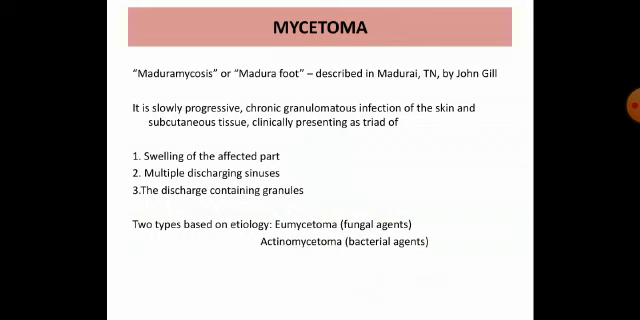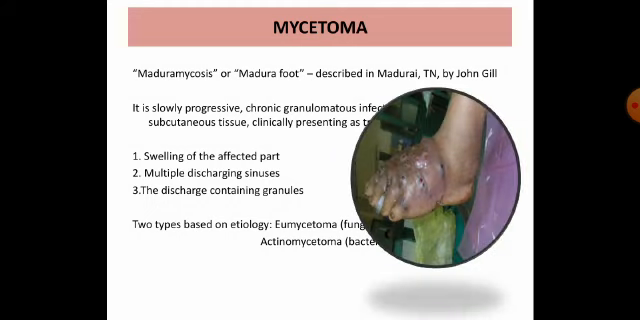Mycetoma is also known as Madura mycosis or Madura foot. It was first described by a person named John Gill, wherein he identified this condition in Madurai. So therefore it is known as Madura foot. What is mycetoma? It is a slowly progressive, again a chronic granulomatous infection of the skin as well as the subcutaneous tissue, which presents classically as a triad of swelling of the affected region, multiple discharging sinuses, and the discharge contains granules. So this is a picture of a Madura foot.